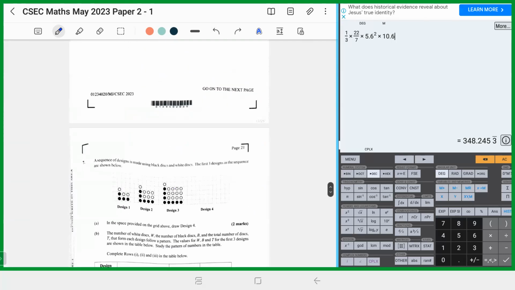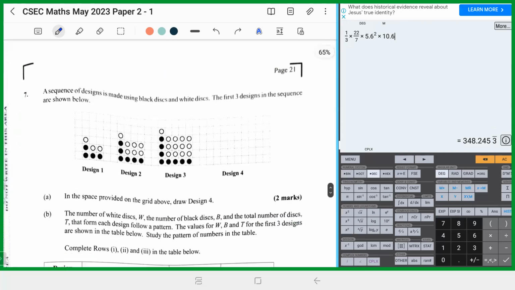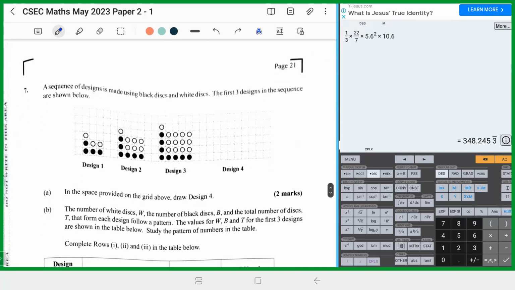Next question, number 7. Pattern question. All right, let's look at this one. It says the sequence of a design is made using black discs and white discs. So the first 3 designs in the sequence are shown below. All right, so observe it.